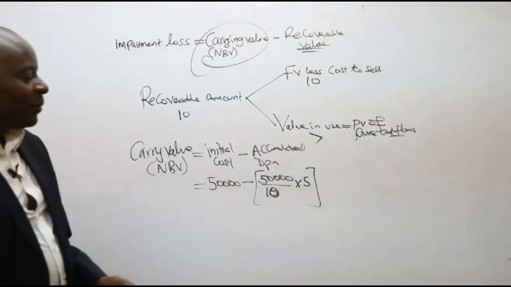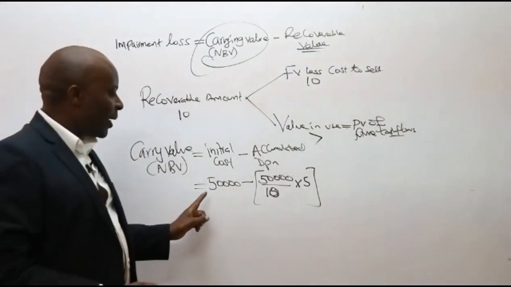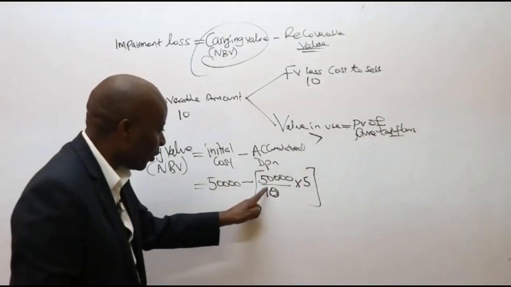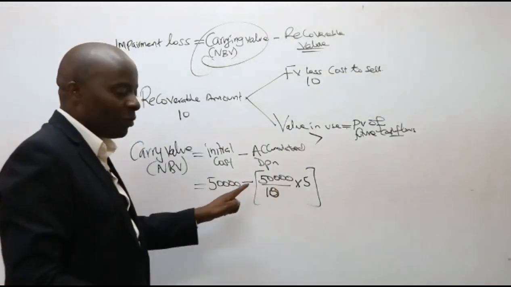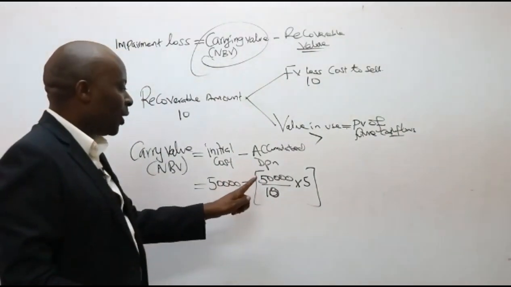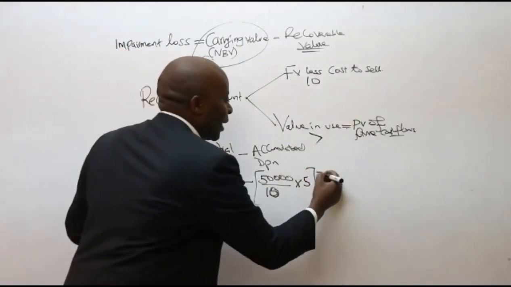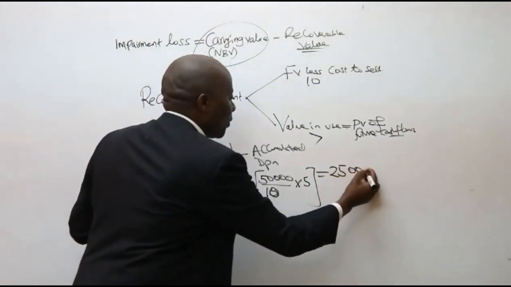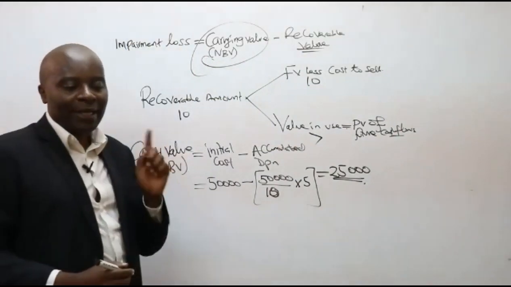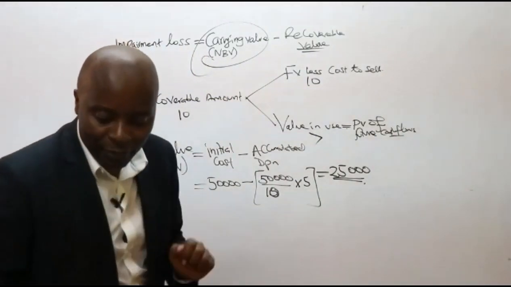Here we are, ladies and gentlemen. So you'll come and give me this figure here. So what do we have here, somebody? This is 5,000 times 5. That gives me 25,000. So 50,000 minus 25,000, that gives me a carrying value of 25,000. Great. Now the next thing that I need to do is to come and ascertain the recoverable amount.